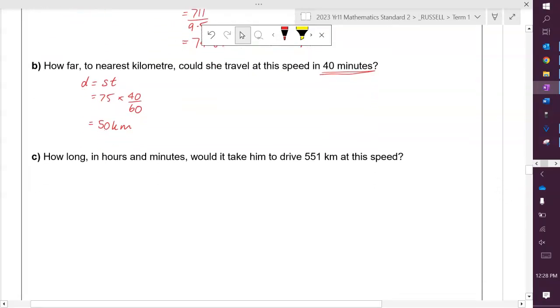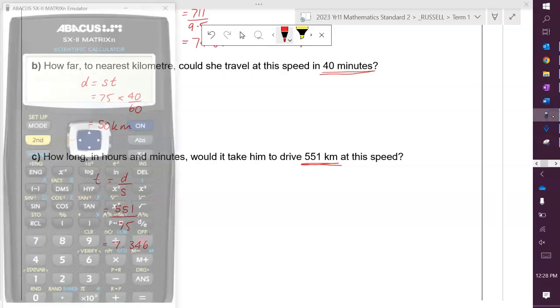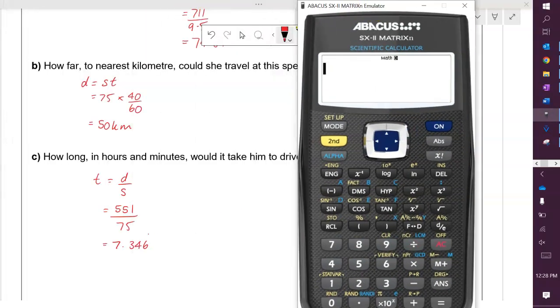How long in hours and minutes would it take her to drive 551 kilometres at this speed? This is our time, so time is distance over speed. Our distance travelled is 551, and it's over our average speed, which is 75 from our first question. And we get 7.346 repeating.